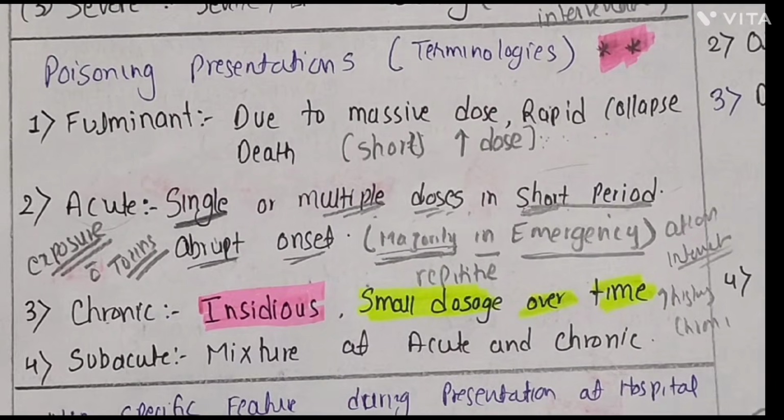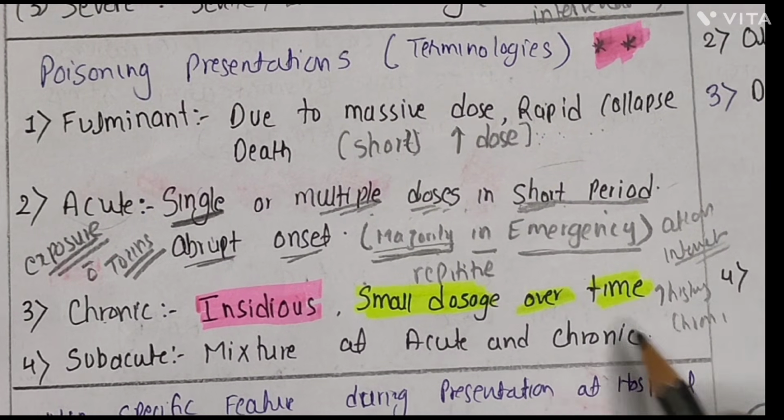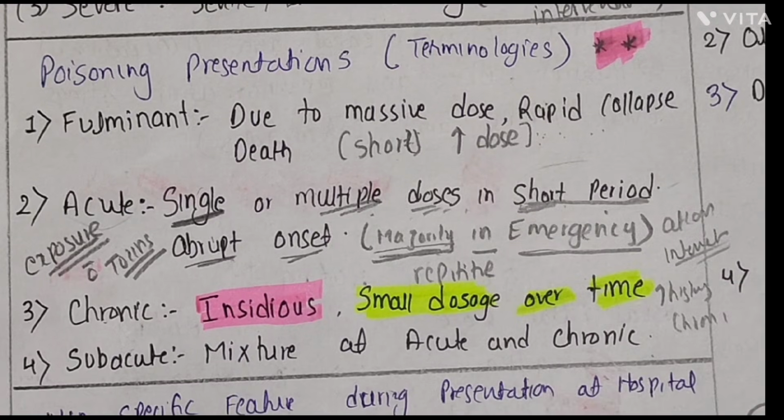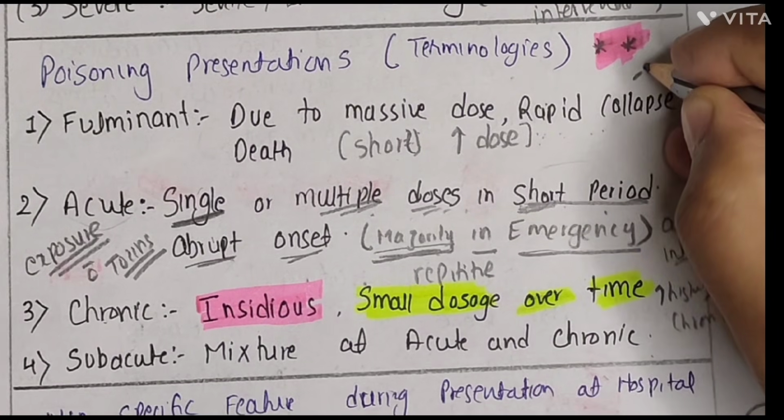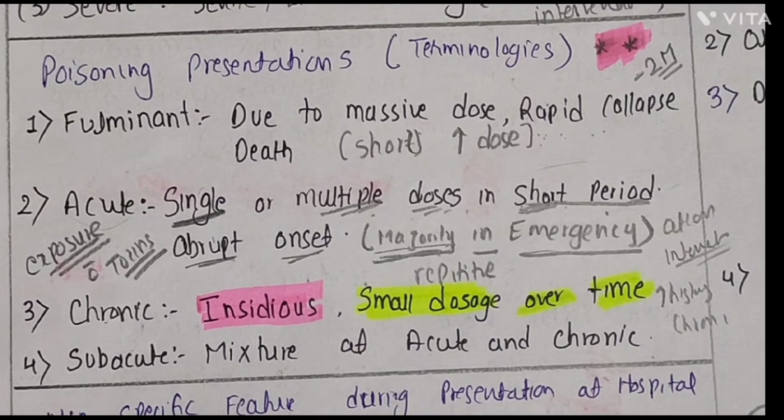Then subacute is a mixture of acute and chronic. Let's say, for example, acute means some hours, chronic means some days, then subacute is sometimes in some hours or sometimes in a day, which is neither acute nor chronic. Hope you understand this concept. Again, mark it from the exam point of view, very, very important for 2 marks, right?